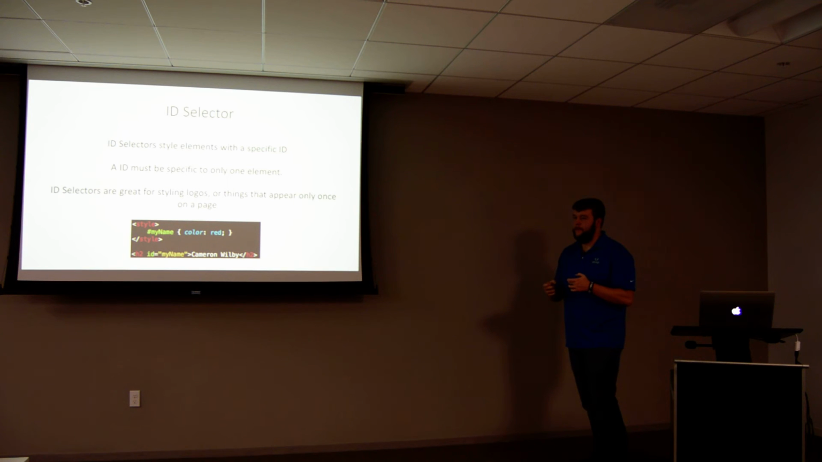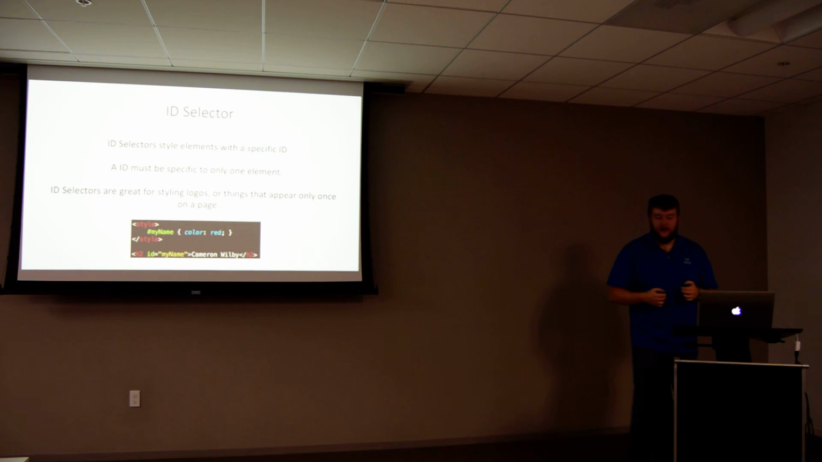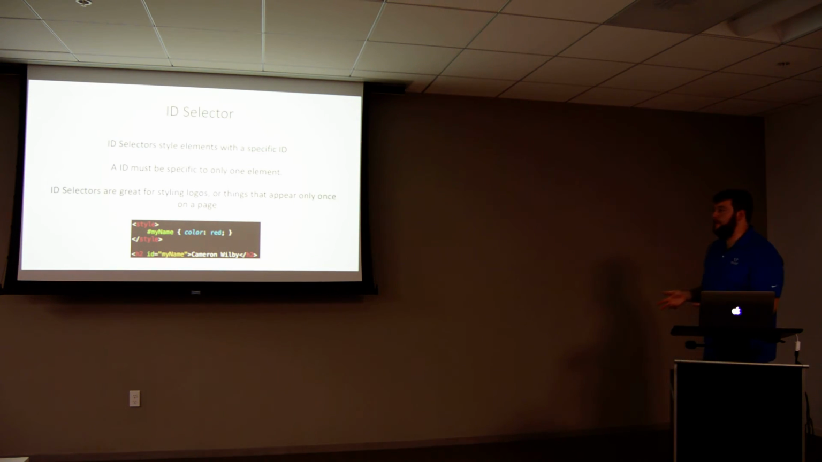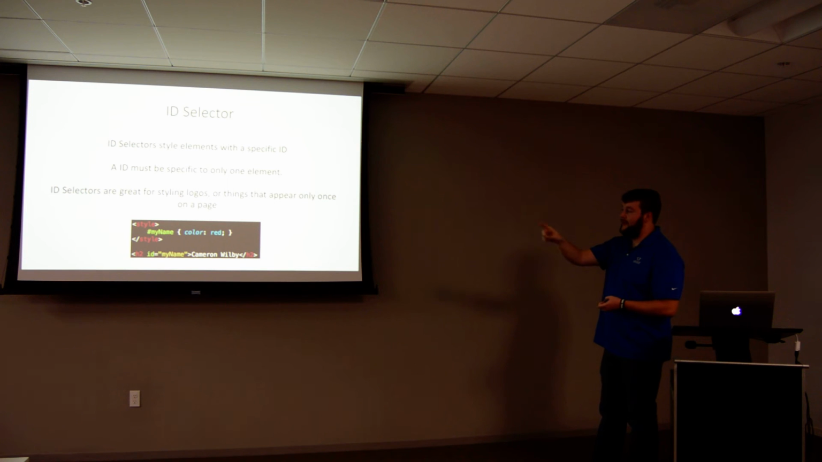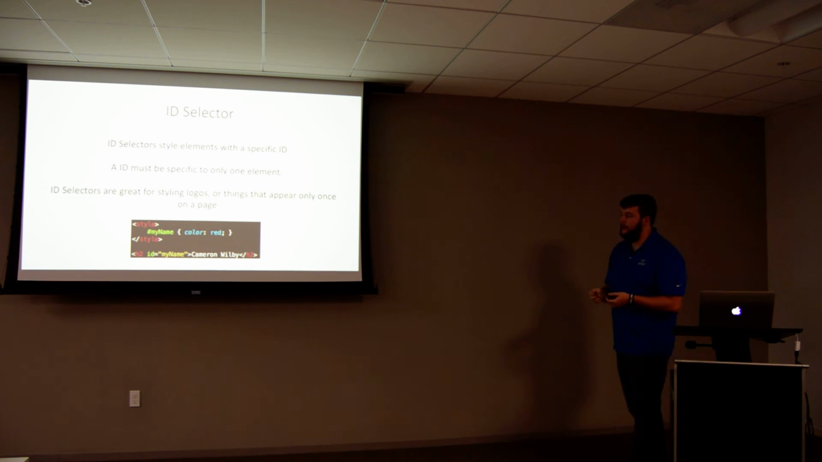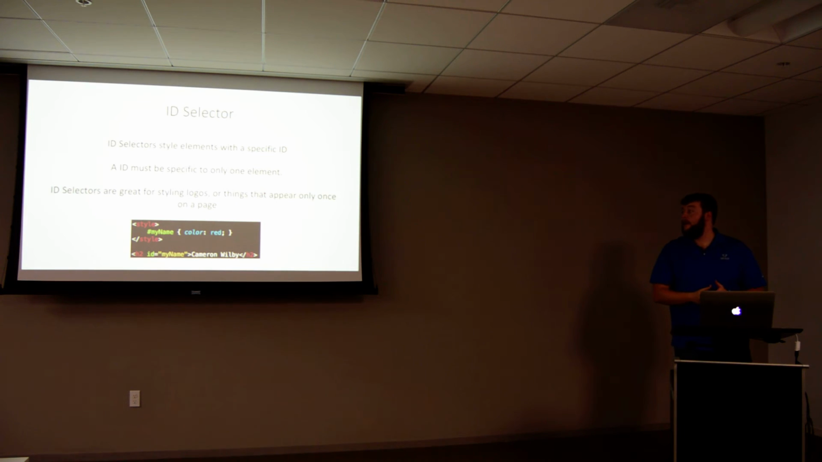Any questions so far? Okay. So in this case, I have an H2 called my name. If I want to style that in CSS, I prefix the name of the ID with, I'm going to call it a hashtag, because that's what everyone knows it as these days, or a pound symbol. And then I say that it's going to be red. Pretty simple stuff.